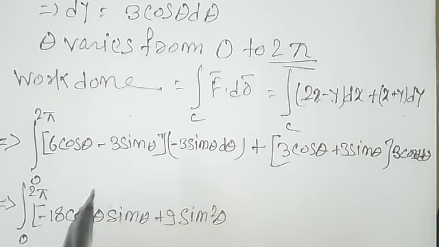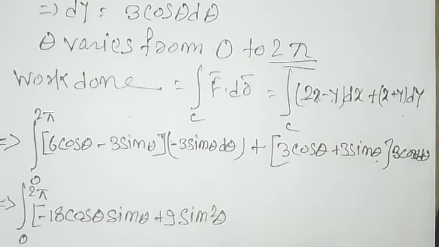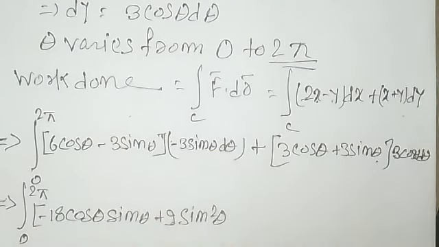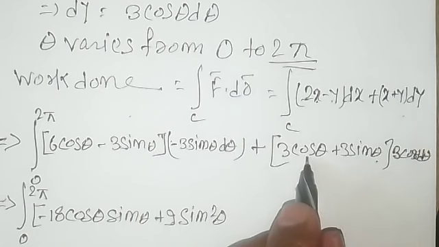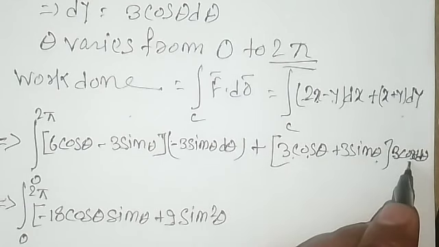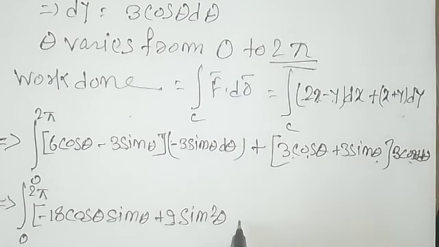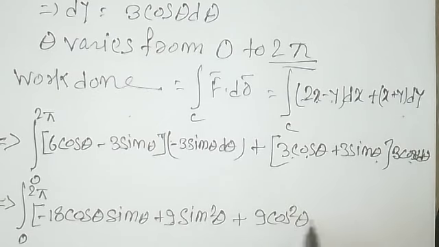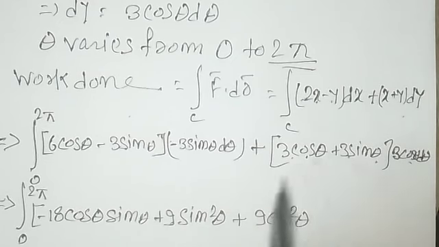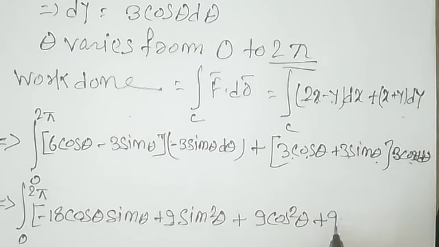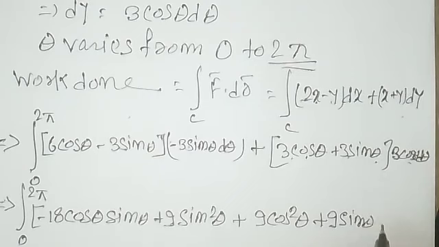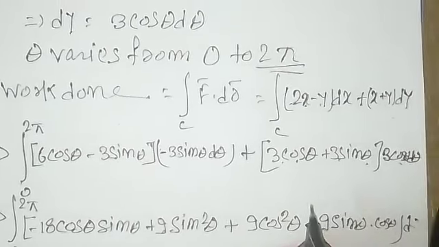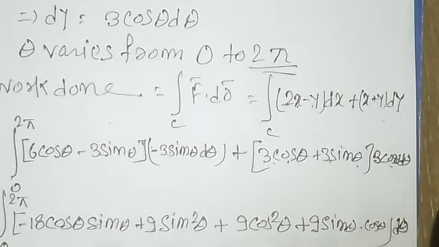Here we can take d theta common later on. Plus 9 sin square theta. Then again come to here: this is 3 cos theta into 3 cos theta d theta, so plus 9 cos square theta. And this is plus 9 sin theta cos theta, whole bracket of d theta. Is it or not?